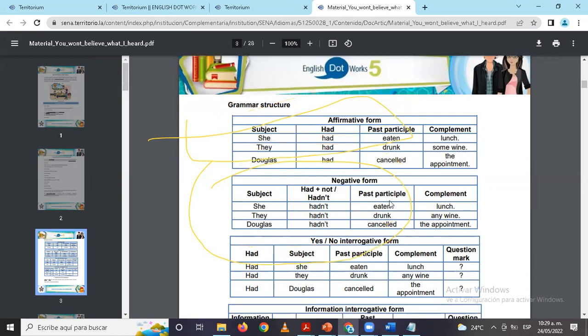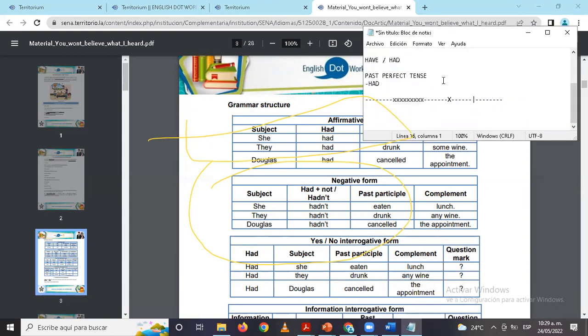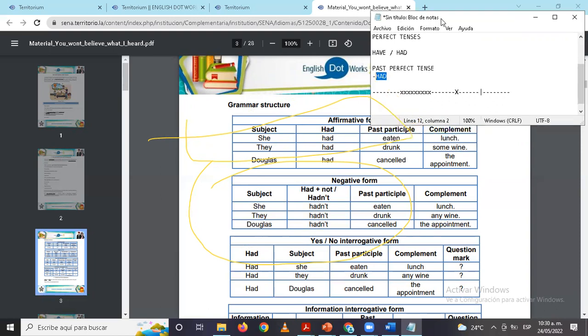Grammar structure. Tenemos acá el sujeto, el auxiliar, had. Remember that always in the perfect tenses, we use have or had. We are seeing past perfect tense, so the auxiliary is had. And always in perfect tenses, the main verb goes in its participle form, past participle form. That is the third column in the irregular verb list. Eaten, drunk, canceled, had eaten, had drunk, had canceled, hadn't eaten.